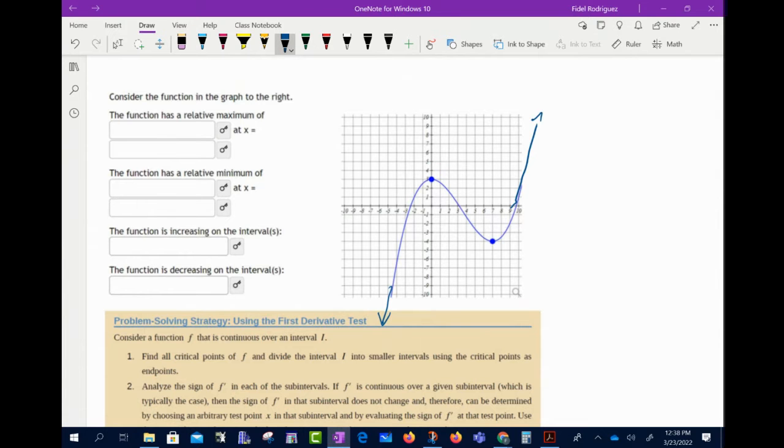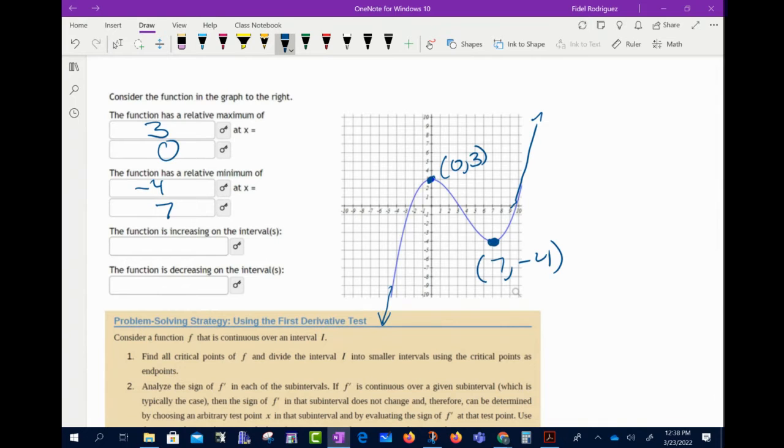What is the y value of that high point? 3. So we say we have a relative maximum of 3 when x is equal to, what is the x value? 0, right? So that point right here, y'all, is (0, 3). So the y value is 3 when the x value is 0. Then we also have a minimum over here. What are the coordinates of this point? 7 and -4, right? So we have a minimum of -4 at x is equal to 7.